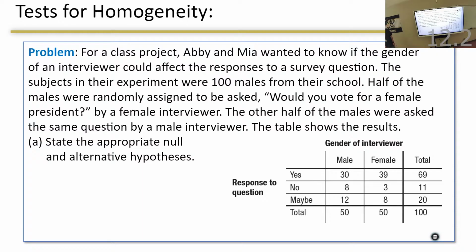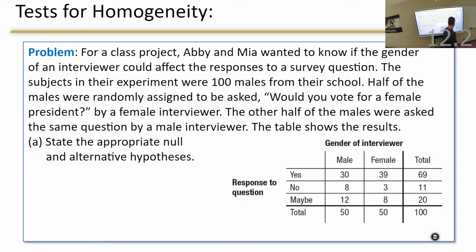Abby and Maya wanted to know if the gender of the interviewer could affect the response to a survey question. The subjects in their experiment were 100 males from their school. Half the males were randomly assigned to be asked, would you vote for a female president, by a female interviewer. The other half of the males were asked the same question by a male interviewer. The table shows the results.